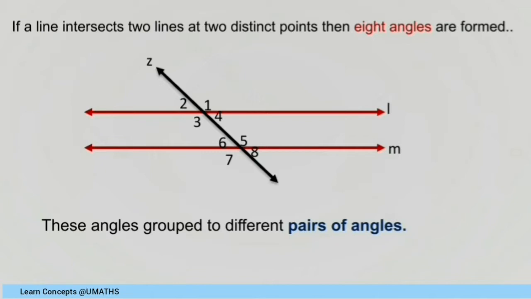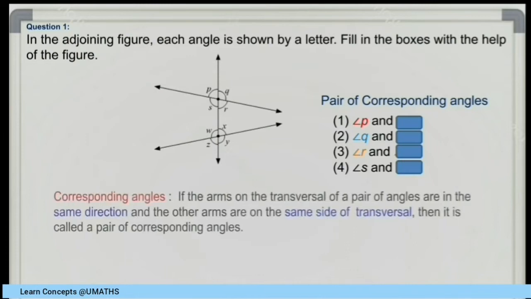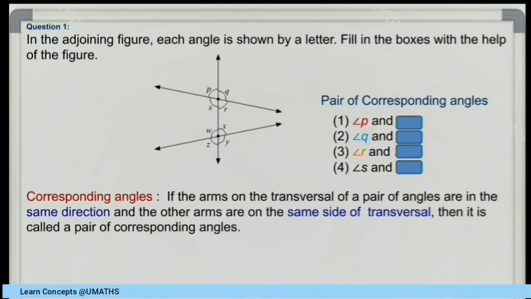Now let us solve some questions based on those pairs of angles. In the adjoining figure, each angle is shown by a letter. Fill in the boxes with the help of the given figure. The first one is to find the corresponding angles. Let us understand corresponding angles in this figure.